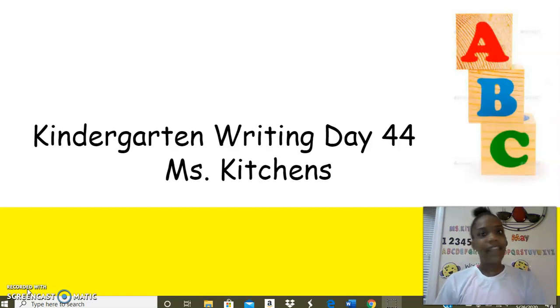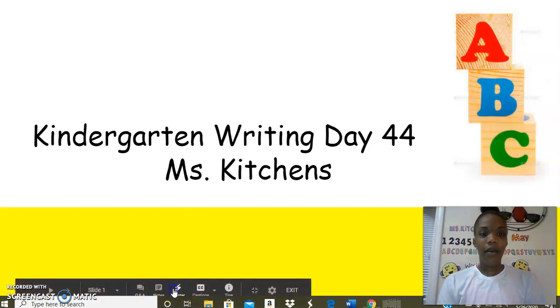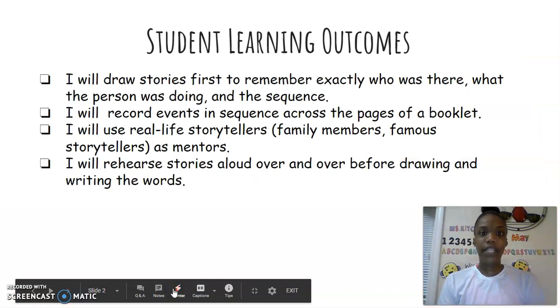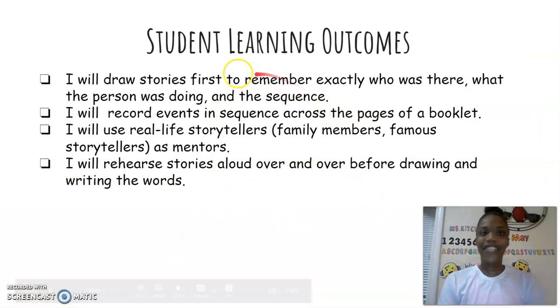Now, to activate prior knowledge, on day 42 of writing, you were supposed to be practicing how to write your numbers. You are only supposed to do 4 pages of the PDF format pages that I've sent. Hopefully, you were able to do that. I've already seen some of you turning in your work. Awesome job writing those numbers. Okay. Let's move on into our lesson for today.